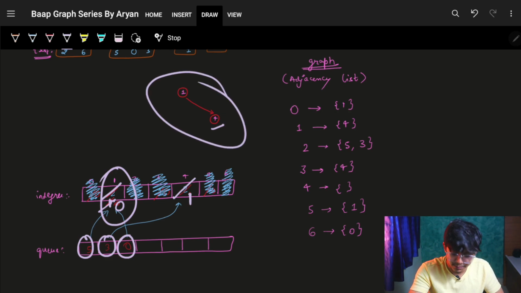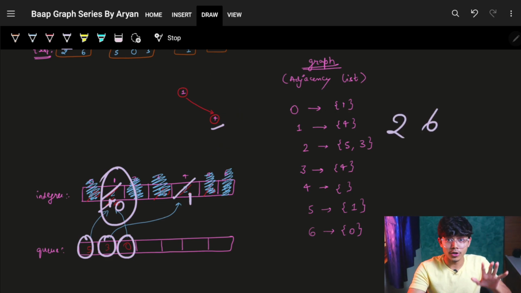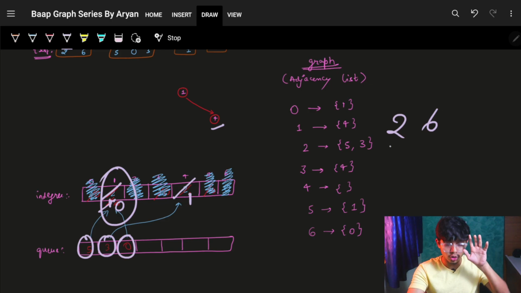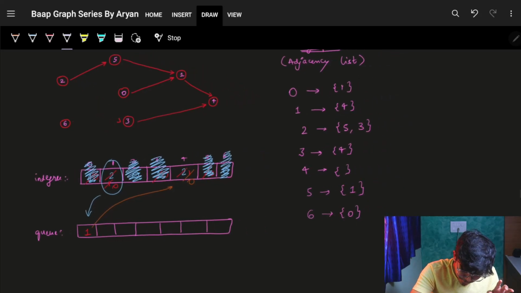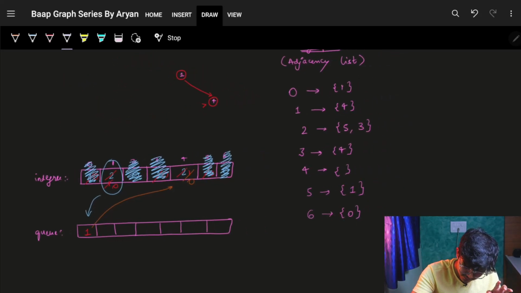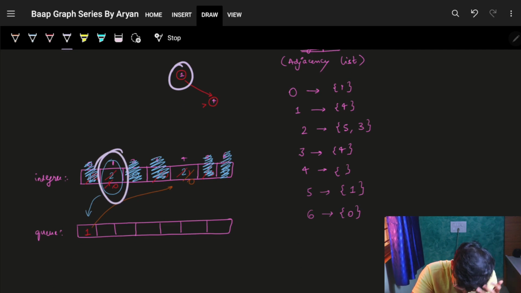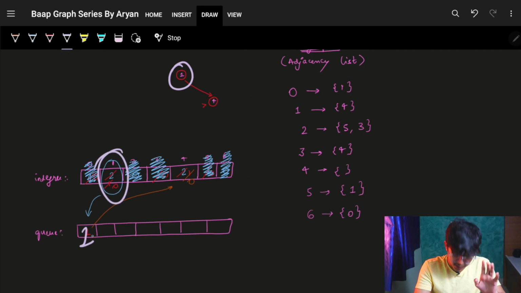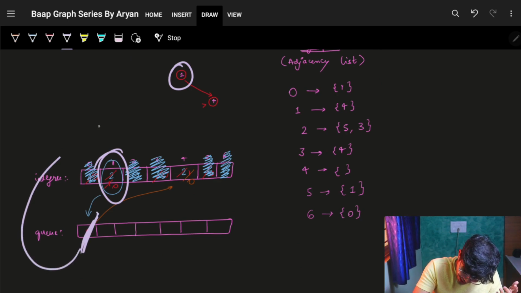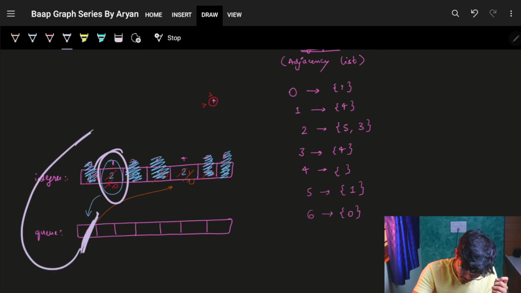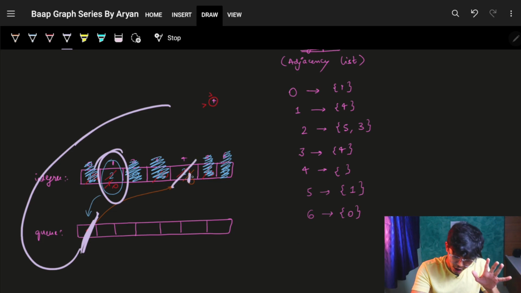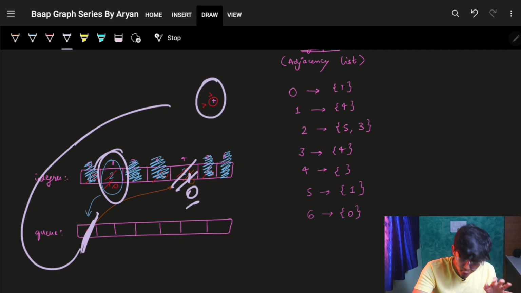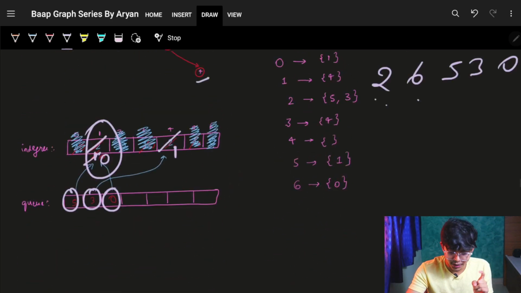So the new graph is something like this, which means my topological sort so far is 2, 6, 5, 3 and 0. Now the new graph looks something like this, with 1 as the new node because it has in degree as 0. Now I will just push in this one. Because this one has been pushed, as it goes out, it will reduce the in degree of 4, which was already 1, so now it will get reduced to 0. The in degree of 4 got reduced to 0. Thus, I will just push in the 4 also.